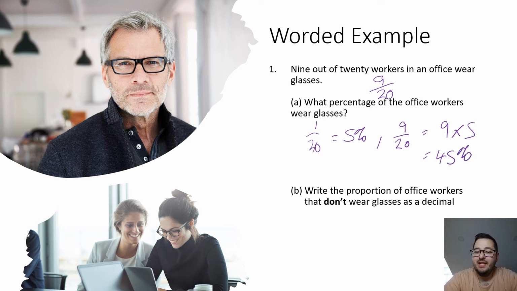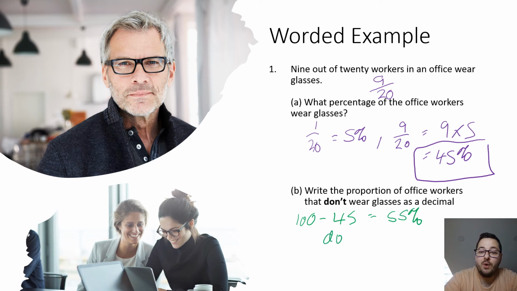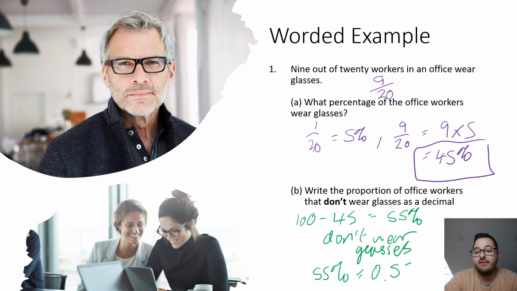Okay, great. Now part B says write the proportion of office workers that don't wear glasses as a decimal. Well, let's use this percentage then. If we know that 45% wear glasses, that means that 100 minus 45, which is 55%, don't wear glasses. Okay, and we want that as a decimal, and 55% is the same as 0.55.